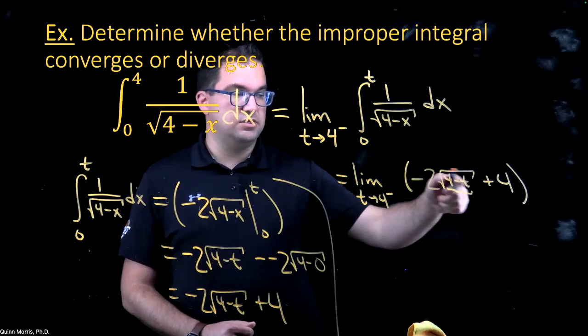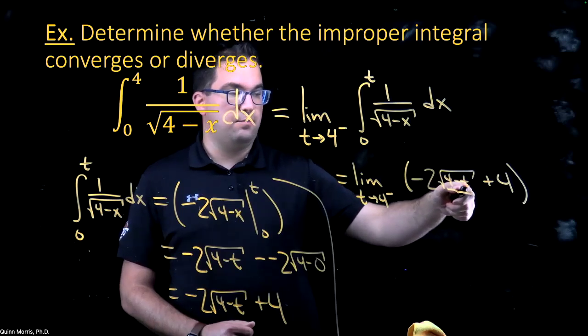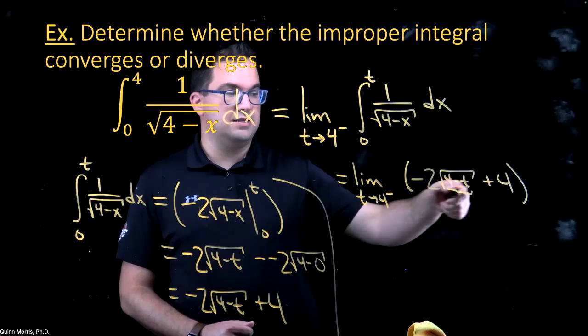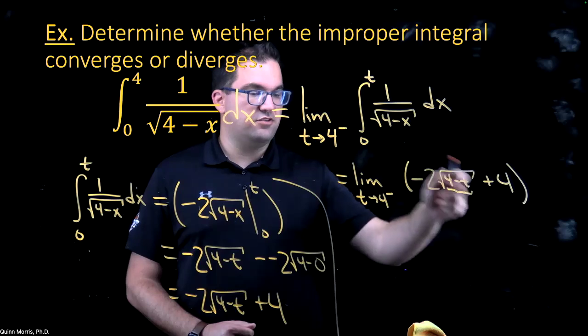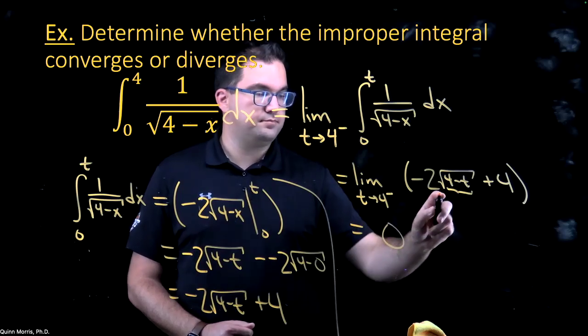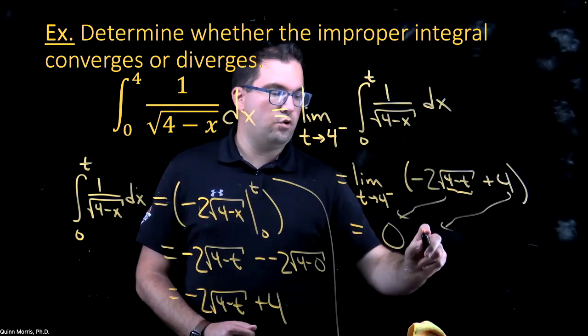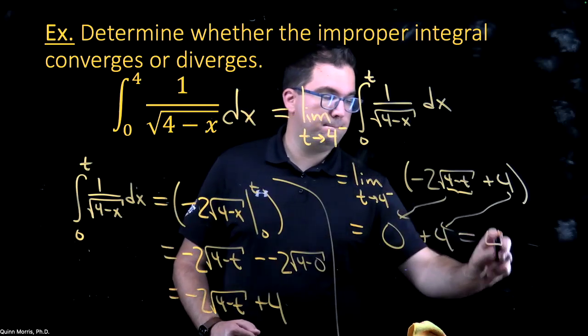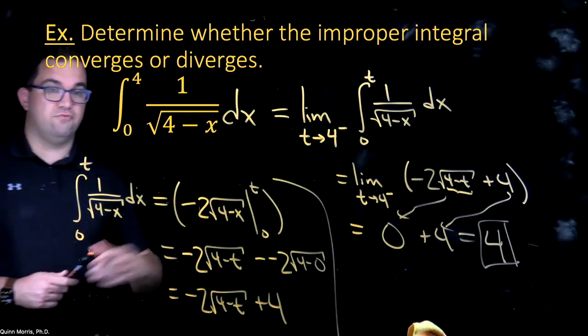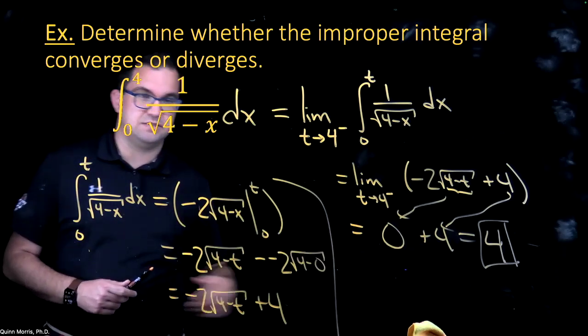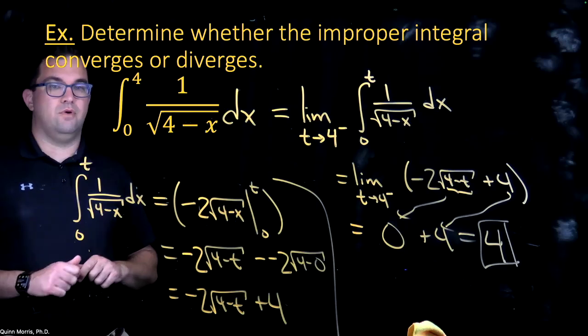But since we're approaching 4 from below, this limit is defined. And in fact, as we approach 4 from below, these values are going to be getting smaller and smaller, and they're going to be going to 0, in fact. So the limit of this first term is 0. This 4 is still 4. And so I get that the value of this improper integral, it converges because this limit exists, and it converges to the value of 4.